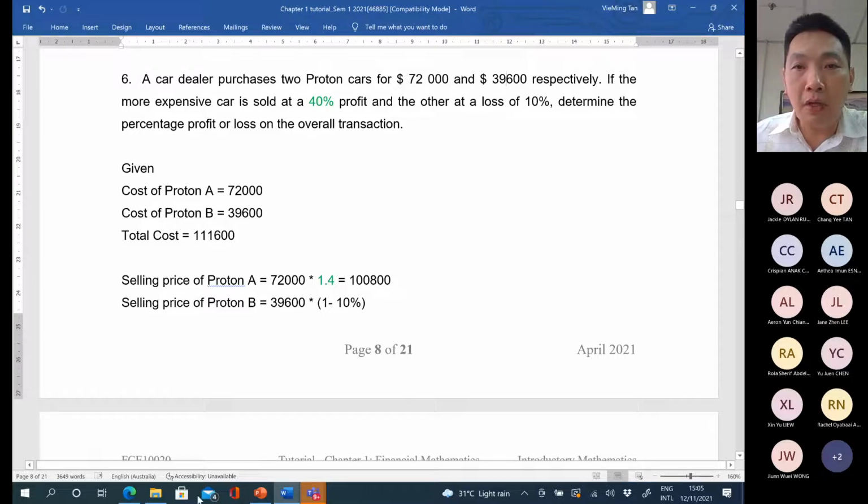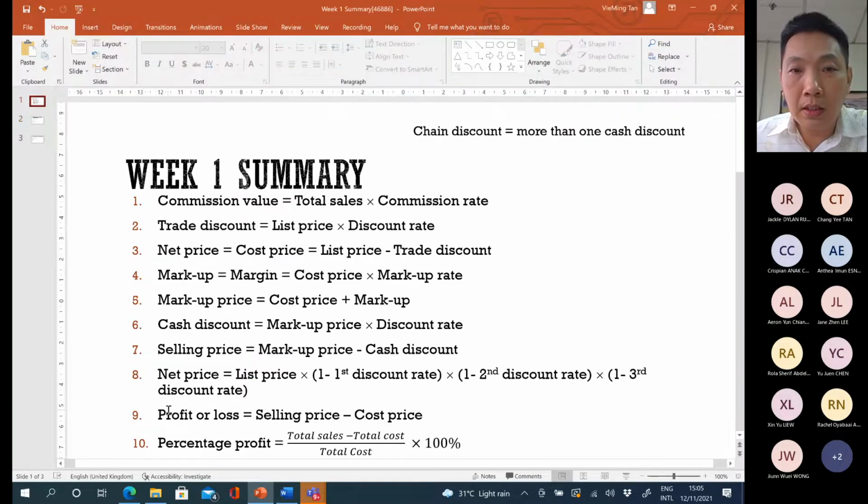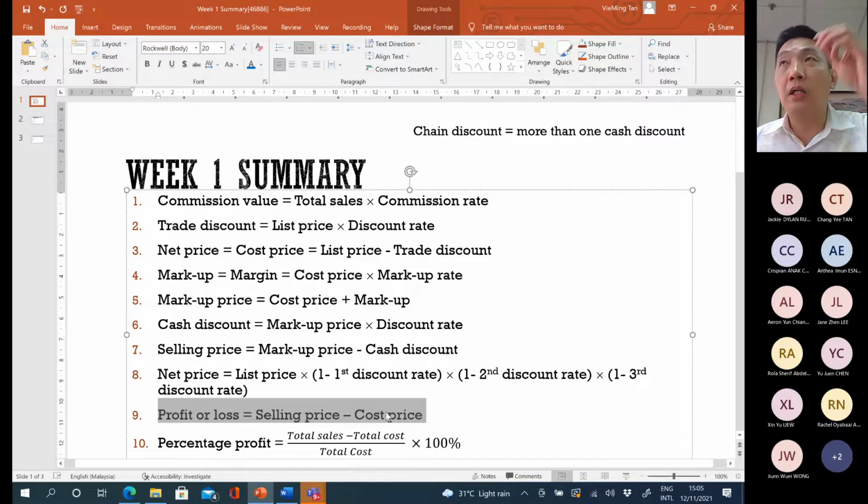Profit and loss of the overall transaction. That means you are asked to calculate profit or loss of this transaction by using this formula. So it's the total selling price minus the total cost price. Total cost price we already have the answer just now. Total cost price means the cost for Proton A plus the cost for Proton B. So the cost price we already have the answer, but we don't have the value for total selling price. This one we don't have.